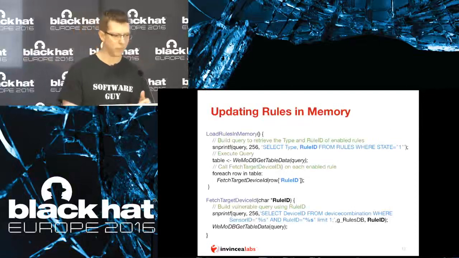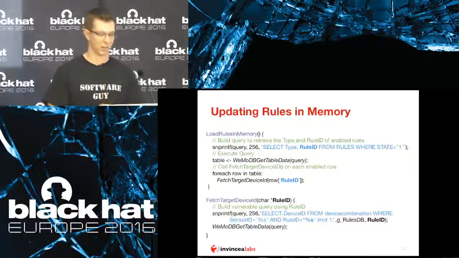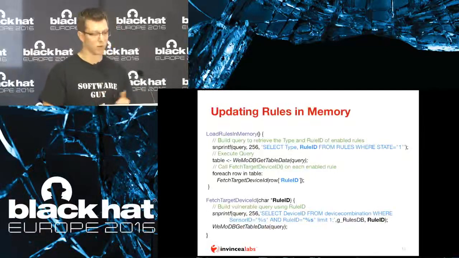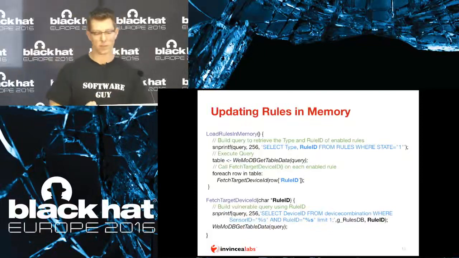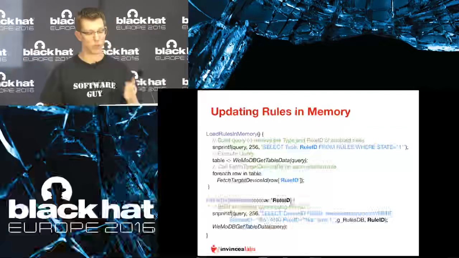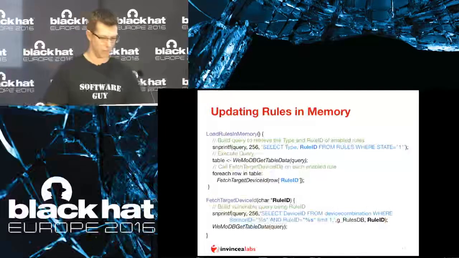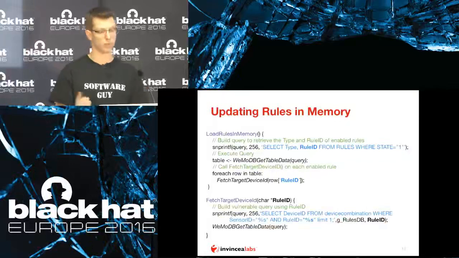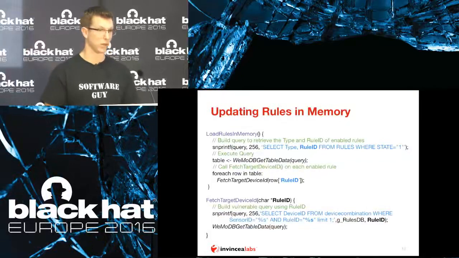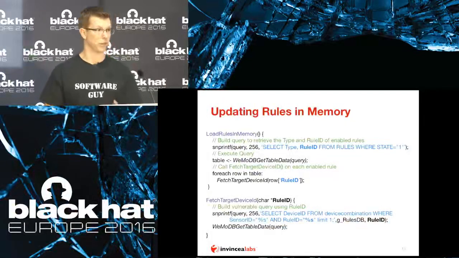And here's how. This is the rule updating algorithm. We reverse engineered the firmware and kind of came up with this, which is more to be seen as pseudocode than actual code. First thing it runs is load rules into memory. What that does is it queries the database, the rules table, for the type and the rule ID of all enabled rules, where state equals 1. Each one of those result rows, they take the rule ID from that and send it to the fetch target device ID function, the bottom function on this slide. That function uses the rule ID it got from the database to create yet another query and execute it. Now, I know you might be thinking, how is this insecure? Because you're using snprintf, and we all know that's a secure version of sprintf, right?